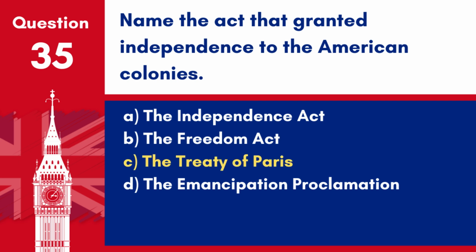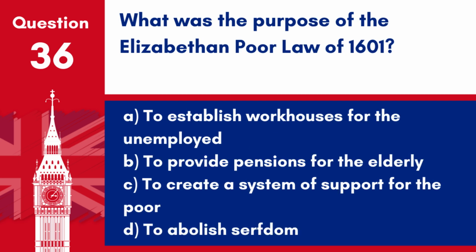Answer C. The Treaty of Paris. The Treaty of Paris granted independence to the American colonies. Question 36. What was the purpose of the Elizabethan Poor Law of 1601? A. To establish workhouses for the unemployed. B. To provide pensions for the elderly. C. To create a system of support for the poor. D. To abolish serfdom.